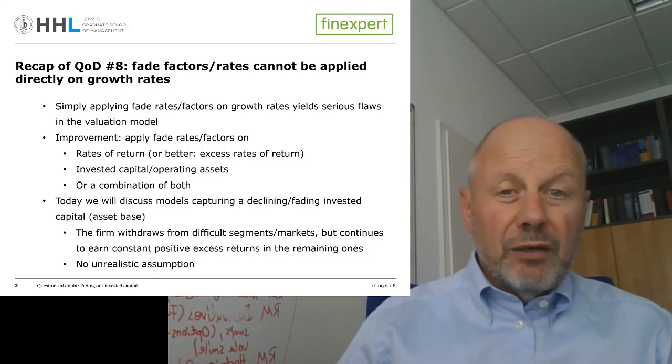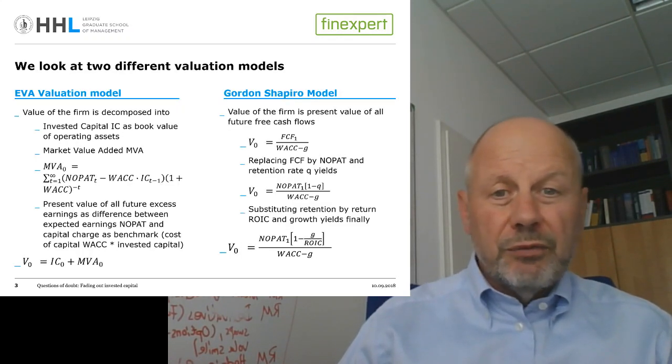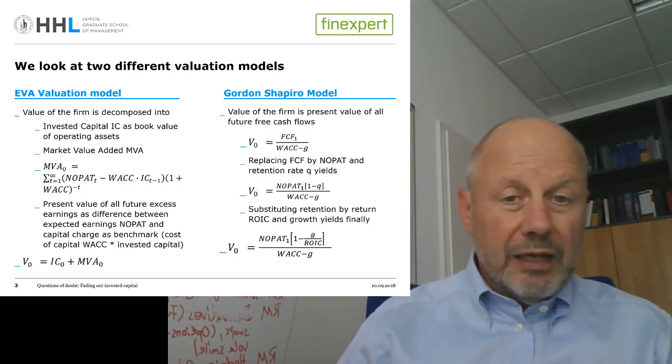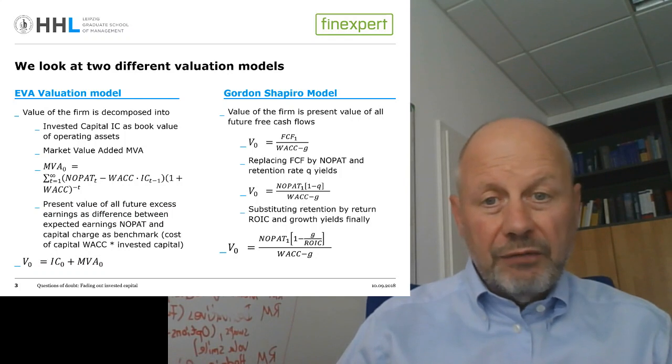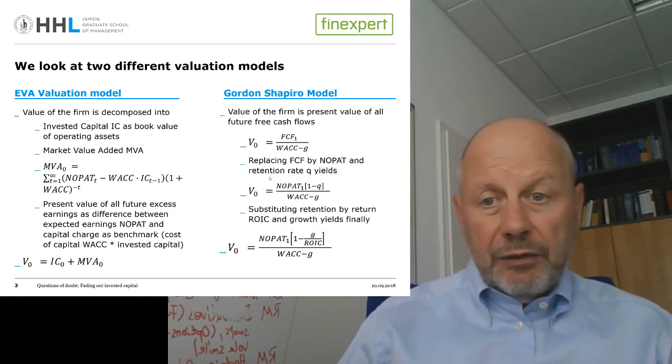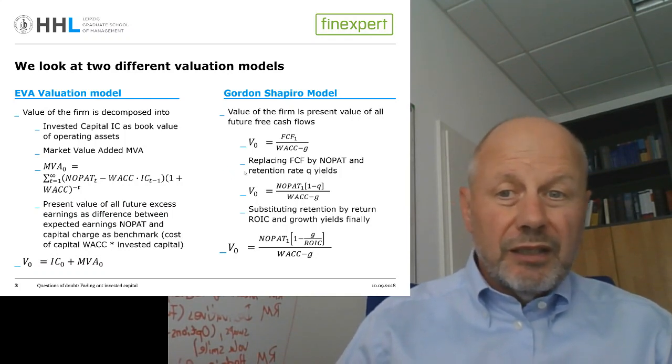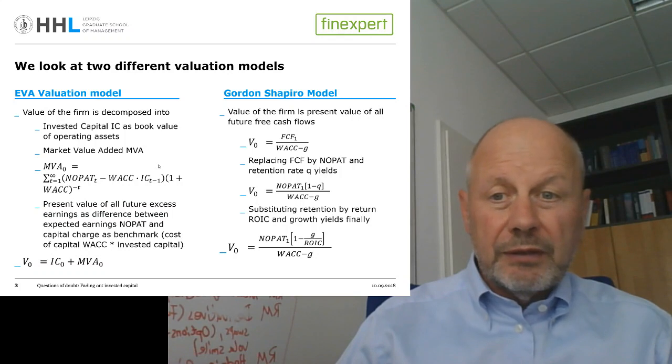Okay, so we look at two particular valuation models just to check how to implement this in our valuation case. The first one is well known in controlling. In value-based management, it's called the economic value added valuation model, EVA.